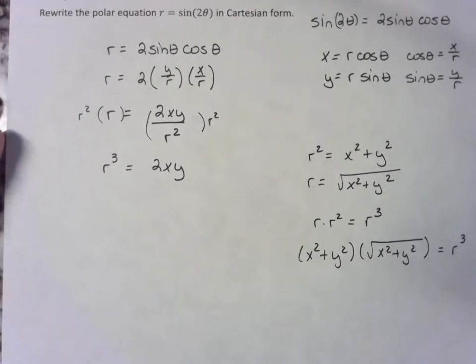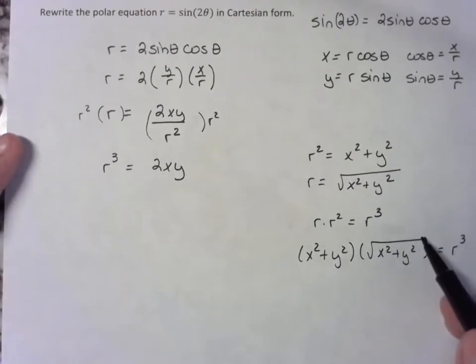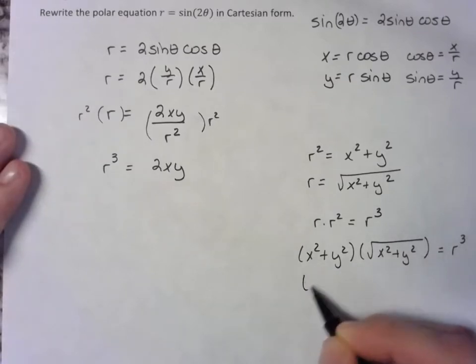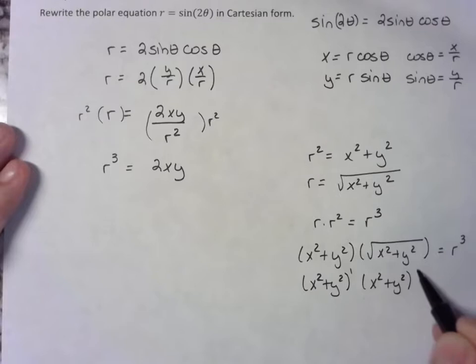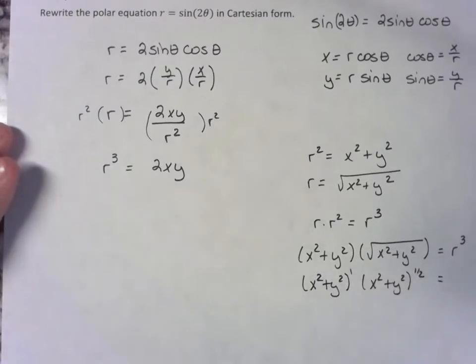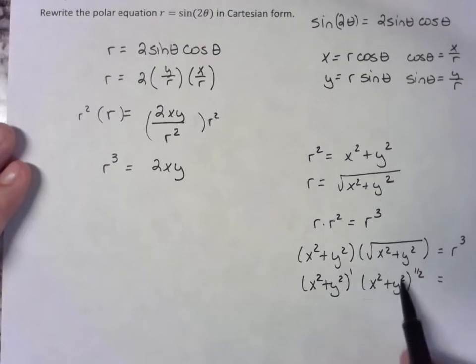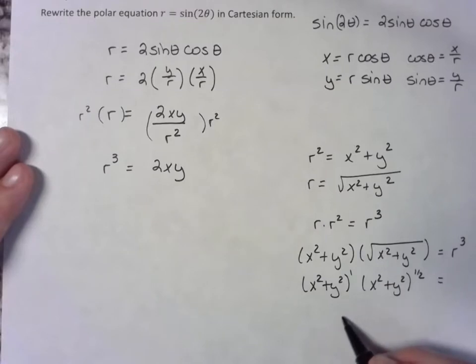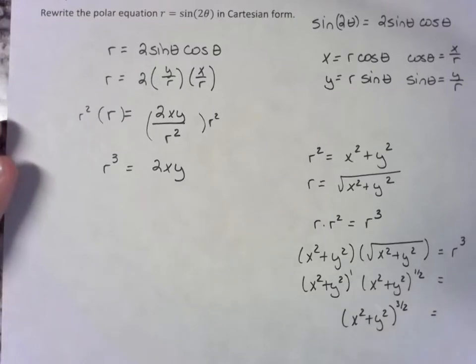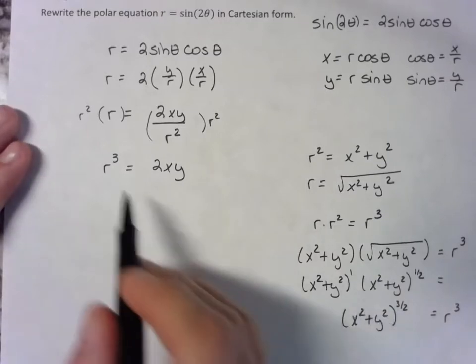Okay, now stay with me. Square root means having a power of 1/2. So this is x squared plus y squared to the first power, and this is x squared plus y squared to the 1/2 power. Well, whenever you have the same base, don't you add the exponents? So 1 plus 1/2 would be 3/2, right? So x squared plus y squared to the 3/2 power is the same thing as r cubed. So what I'm going to do is replace this over here.